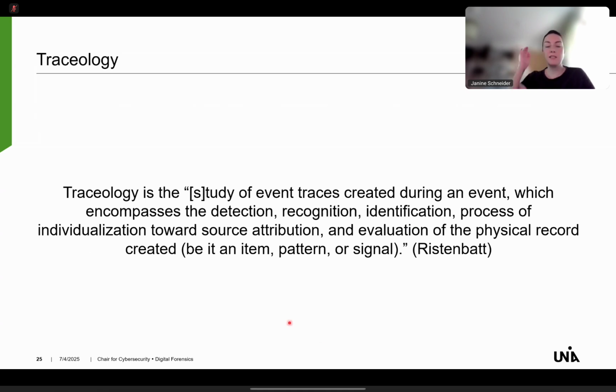And what is traceology? Actually, traceology is the study of event traces created during an event, which encompasses the detection, recognition, identification process of individualization towards source attribution, and evaluation of the physical record created. So here you can see that lots of the things that Kirk said went into this definition, but it has a focus on the traces that are created and the event that creates the traces.